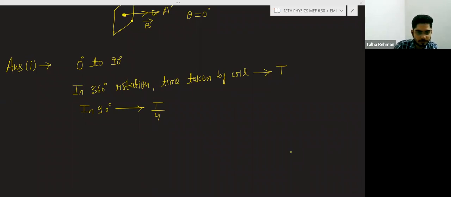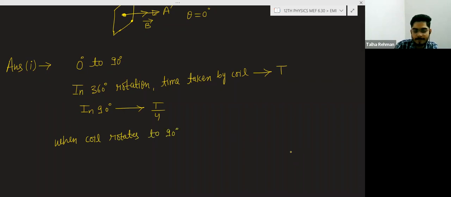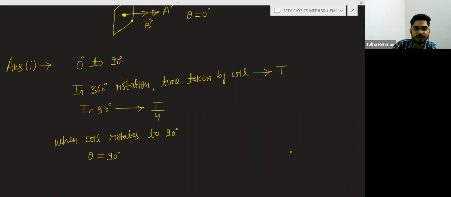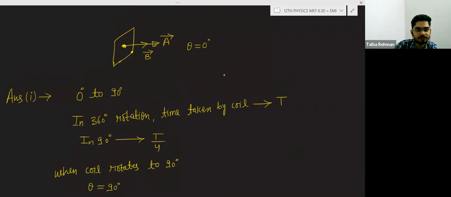So you can write here, when coil rotates to 90 degree, theta will become 90. What is theta? Theta is the angle between the magnetic field and the area vector. What is here theta? Initially theta is equal to 0. This is the initial condition.